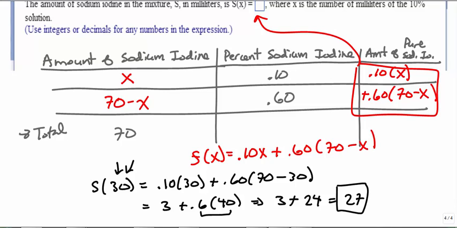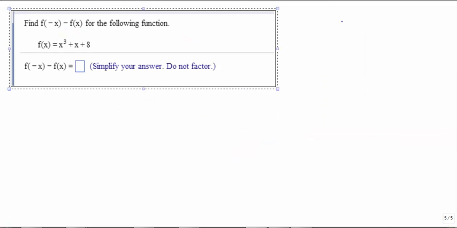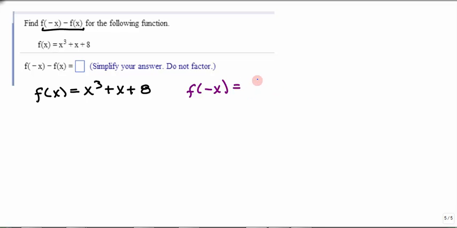Now this last problem that we're going to look at is not really an application problem, but it is a little bit tricky, and it's tricky because of all the negative signs running around here. So this says find f of negative x and then subtract the original function f of x. So our original function f of x is equal to x cubed plus x plus 8. Let's go ahead and find f of negative x now as well. So this means everywhere that I see an x, I'm going to go ahead and plug in a negative x. That's what this means. It says everywhere that I see my variable x, I'm going to plug in a negative x.